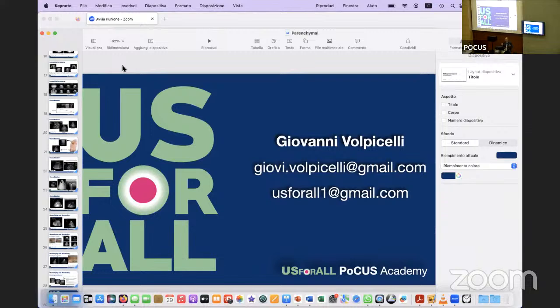I told you for technique, we will talk in the hands-on. Anyway, usually we use the curvilinear probe, the convex probe, because it is the best way to conjugate the resolution of the image with the depth of the image. But in some situations, we use the linear probe, especially, for instance, for the next topic, when we need to focus on the pleural diseases.